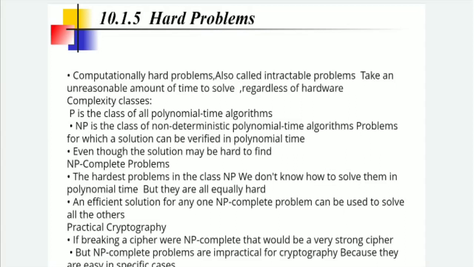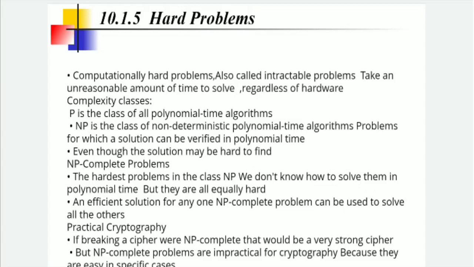NP is the class of non-deterministic polynomial time algorithms for which a solution can be verified in polynomial time, even though the solution may be hard to find. Means NP is non-deterministic polynomial time algorithms. Those algorithms can be verified in polynomial time, but the solution may be hard to find.